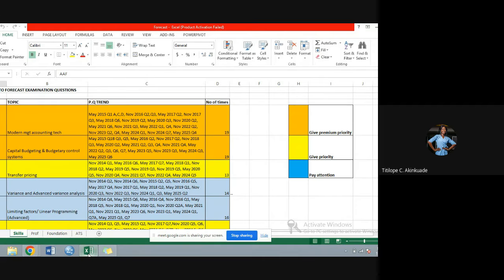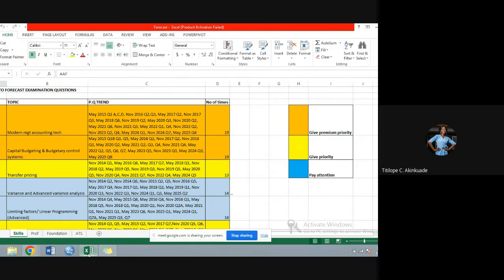I've done this using trend analysis. I've analyzed critically the entire years from 2014 up to last diet, and I've been able to see certain trends upon which I've based this forecast.